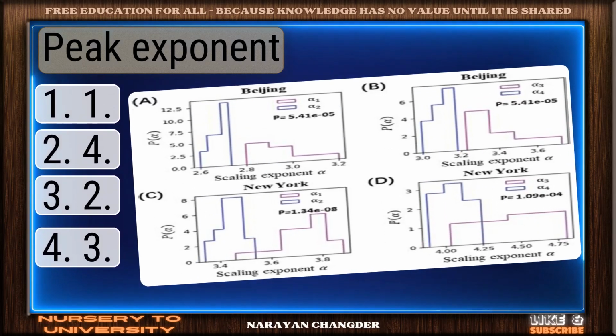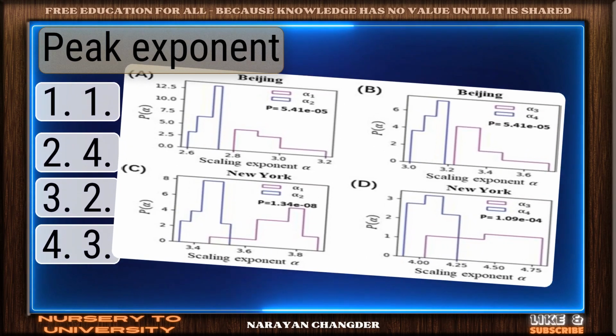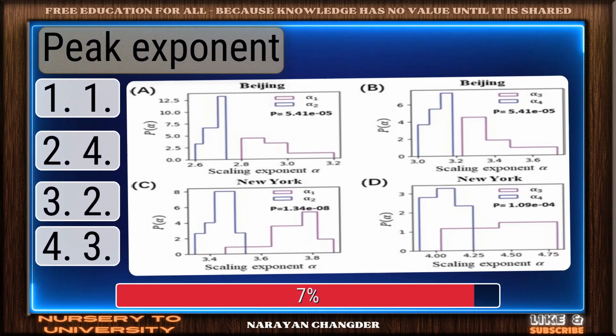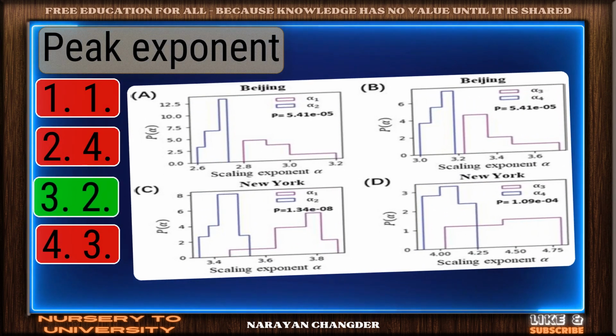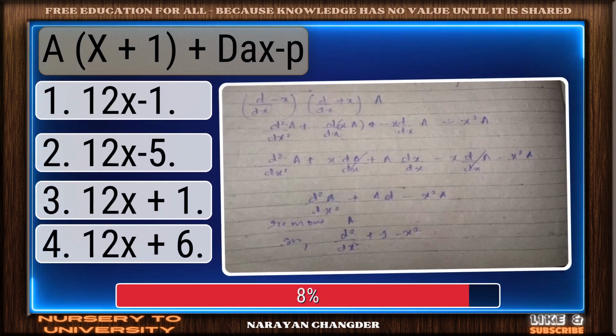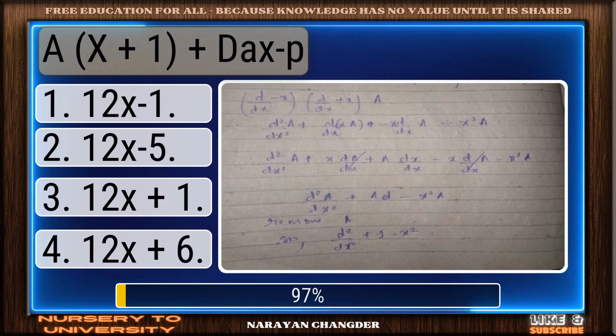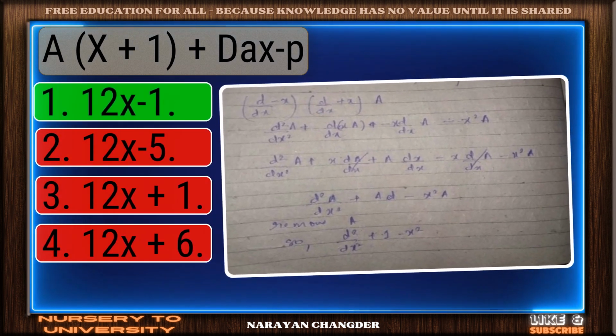Can you solve all these Class 10 Maths Chapter 2 Polynomials questions? Peak exponent. Good thinking. 2 is right. A plus dax. Bravo, 2x+1 is the answer.